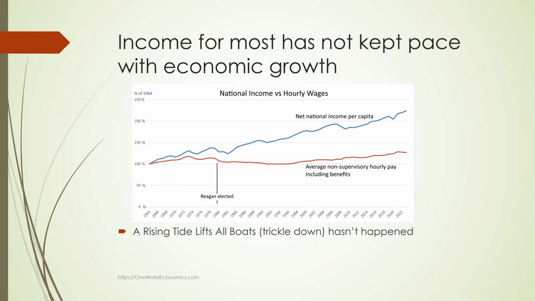So income for most has not kept pace with economic growth. As you can see, net national income, this is income when you take out the expenses needed to keep business going, such as depreciation and so on. This is actual disposable income pre-tax, and it has continued to go up since 1964, 1980, and so on. But the average non-supervisory hourly pay, including benefits, which have gone up a bit, has not grown that much. And this is for everybody who's in a non-supervisory position, so it includes some professionals and so on. So you can imagine that for some lower paid workers, it hasn't gone up hardly at all. So simply put, a rising tide lifts all boats, or the trickle down economics simply hasn't happened for most people.